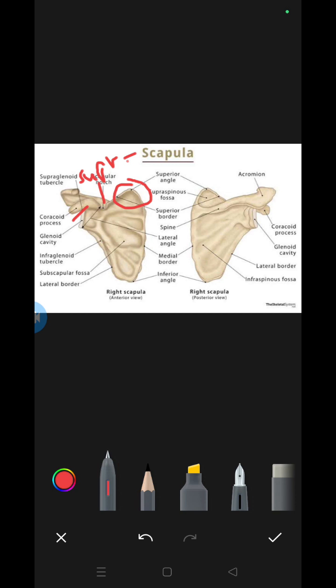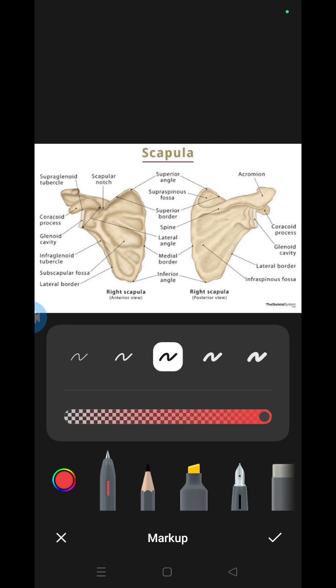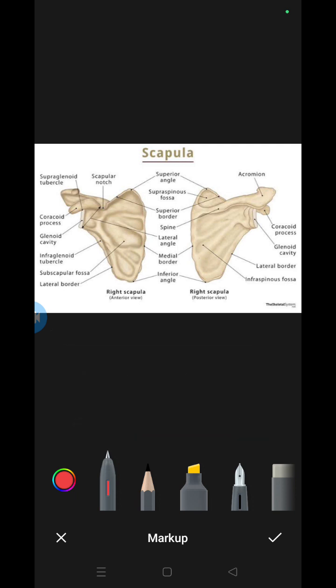The lateral border is thick. At the upper end, it presents the infraglenoid tubercle. Tubercle means a bumpy shape like this. That is the infraglenoid tubercle in the lateral border. The medial border is thin.